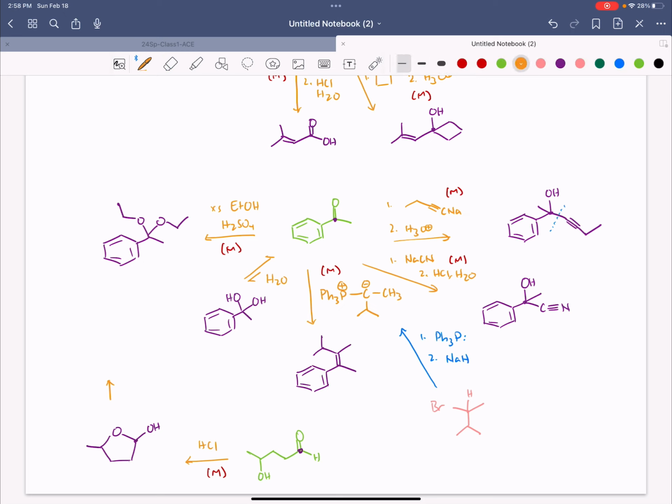Okay, let's do this again. Methanol. Under acidic conditions, let's do HCl. Okay, so this is implying that we're going to take the hemiacetal and make it the full acetal by adding more alcohol. And thus you have this.